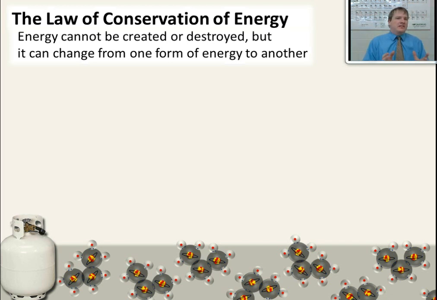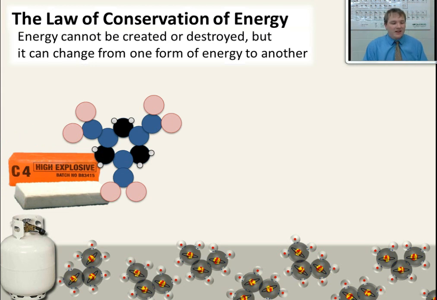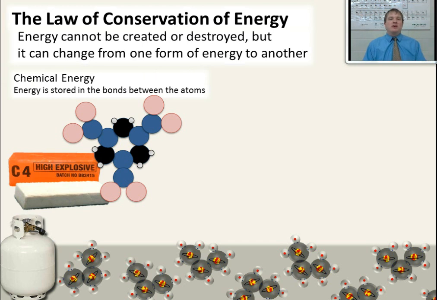Let's take a look at the example we used in the previous lesson, but this time let's pay attention to the forms of energy that are involved. Here again, I have the explosive molecule in the C4 substance. Before, we looked at what happened to the atoms of this molecule as C4 exploded, and we noticed that the atoms weren't destroyed and no new atoms were created. The atoms just changed the way that they were bonded. We're going to blow up our C4 once again. Before we do that, though, let's note what type of energy is stored in this molecule, in the bonds between the atoms. C4 has an immense amount of chemical energy.